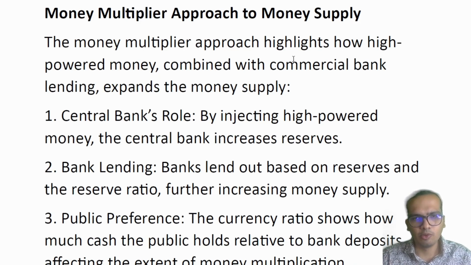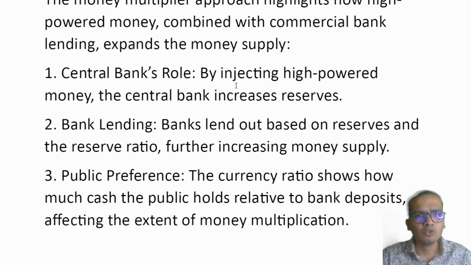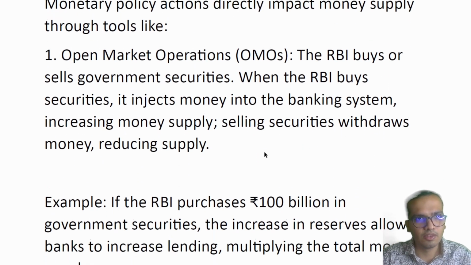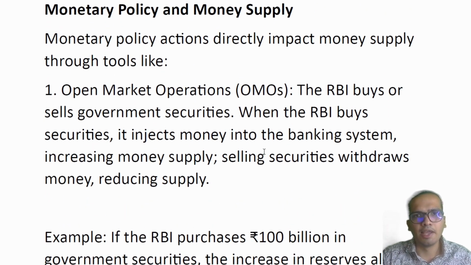Then comes the money multiplier approach to money supply. The money multiplier approach highlights how high powered money combines with commercial bank lending to expand the money supply. First, the central bank's role: by injecting high powered money, the central bank increases the reserves. Second, bank lending: banks lend out based on reserves and the reserve ratio, further increasing money supply. And third, public preferences: the currency ratio shows how much cash the public holds relative to bank deposits, affecting the extent of multiplication.